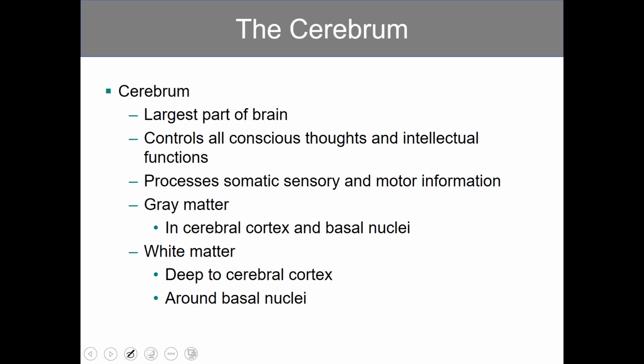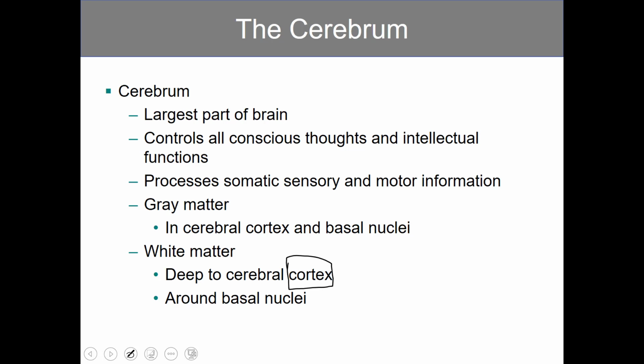The gray matter of the cerebrum includes the cerebral cortex and the basal nuclei, while the white matter is deep to the cortex and it surrounds the basal nuclei. Let me talk a bit about this term cortex.